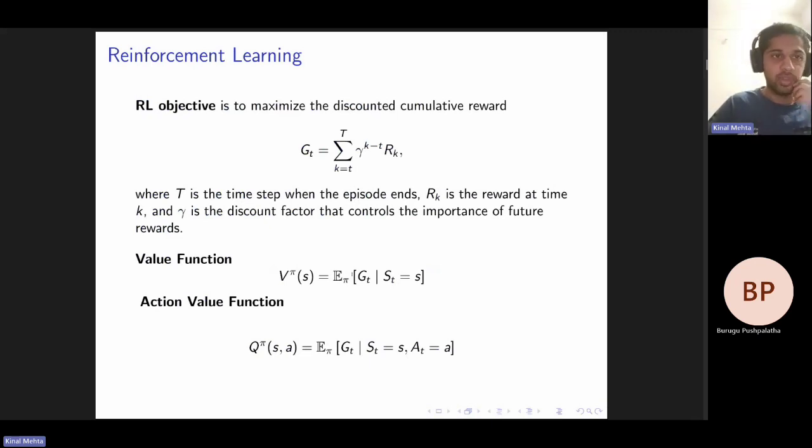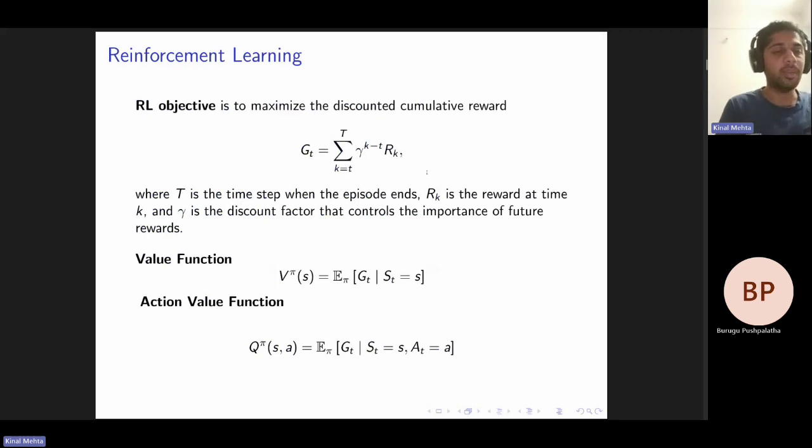If you look at the formula here, capital T is the total time step of the episode for which the episode will last. That episode is basically the interaction of the agent with the environment, and then R_k is the reward at some specific time. So basically, at each time step, the agent will perform some action, and then for that action, the agent will be rewarded. So R_k is the reward which will be received by the agent at a specific time k.